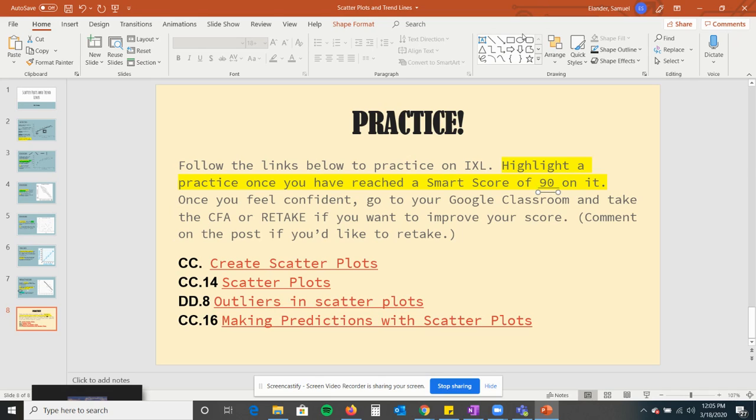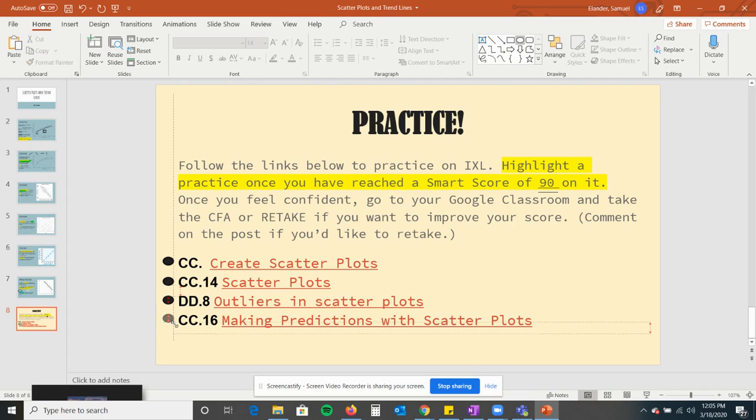These two right here, this one and this one, you guys have already worked on, or should have already worked on at least. We did CC dot and CC dot 14, and we got those to 80 on both. So you should be very close on these, but I want you to try to get these to 90, and then try these last couple here, recognizing outliers and making predictions with scatter plots.